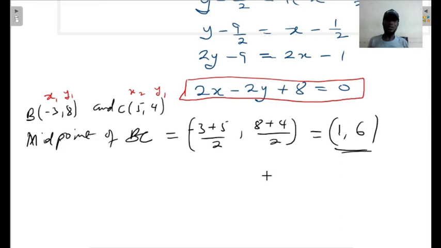Now we need to find the gradient of the line BC, so that we take the negative reciprocal of that as the gradient of the perpendicular bisector. So the gradient of BC, actually I said gradient of AB, but I mean gradient of BC. Change in y over change in x. This is y2, not y1.